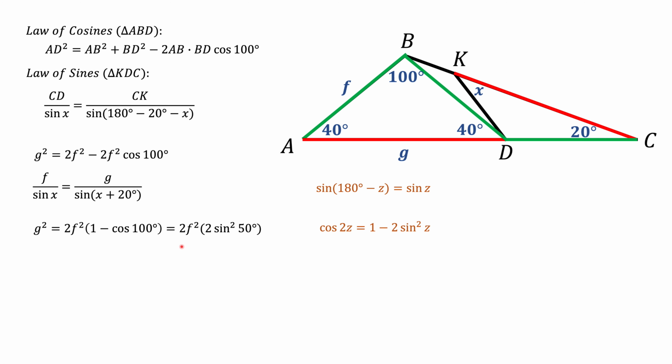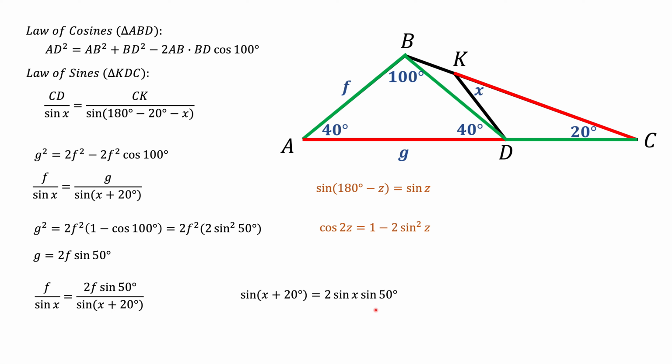So now, once we have this formula, we can find g by taking the square root of it. This is what we're going to get. And now we're going to replace g in the law of sines using this formula. That's what we're going to get. Notice there's f on the left, f on the right. We can cancel it out. Also, let's multiply both parts of this equation by both denominators, both of those sines. This is what we're going to get.